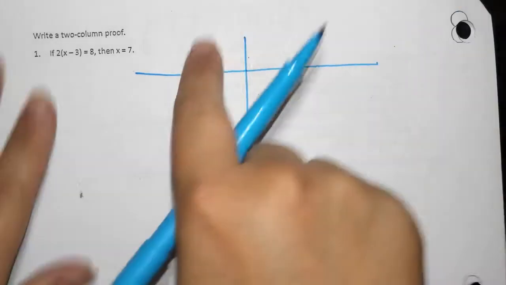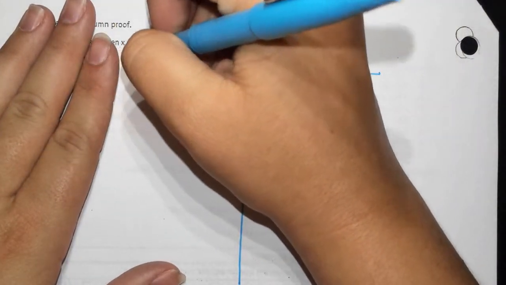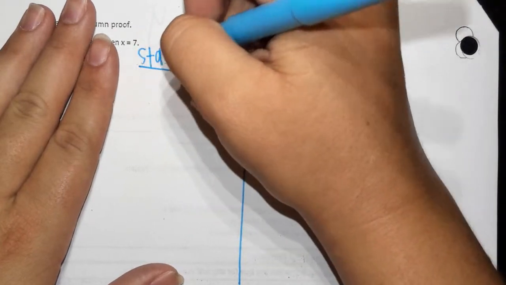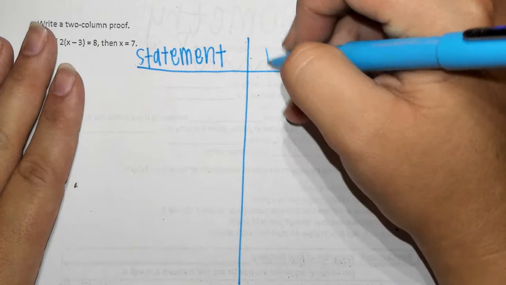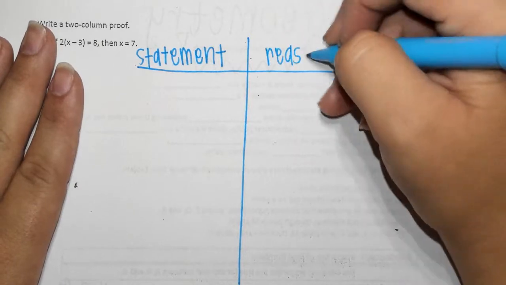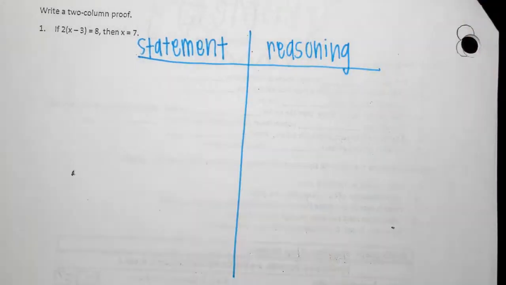Okay? Now on this side, it's always going to be set up the same way. Over here, you're going to write statements. You're writing the statement of what's happening. And then over here, you're going to tell why. What's the reasoning behind it? So you're going to have your statement, and then you're going to write why.